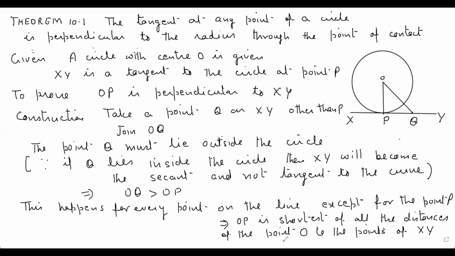It implies OP is perpendicular to XY. Let me repeat it. OP is the shortest of all the distances of the point O to the points of XY, and the shortest distance, we know, is the perpendicular on the line. So OP is perpendicular to XY.